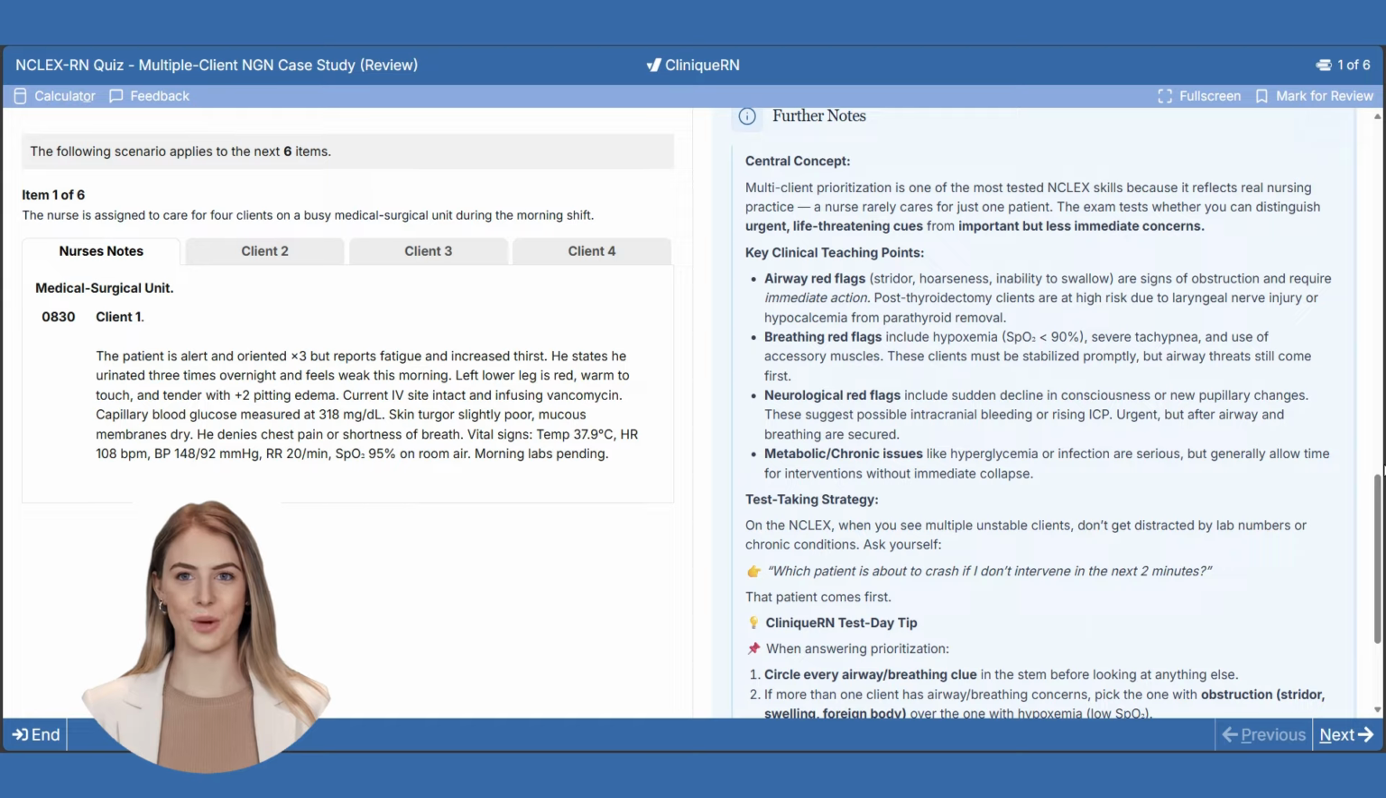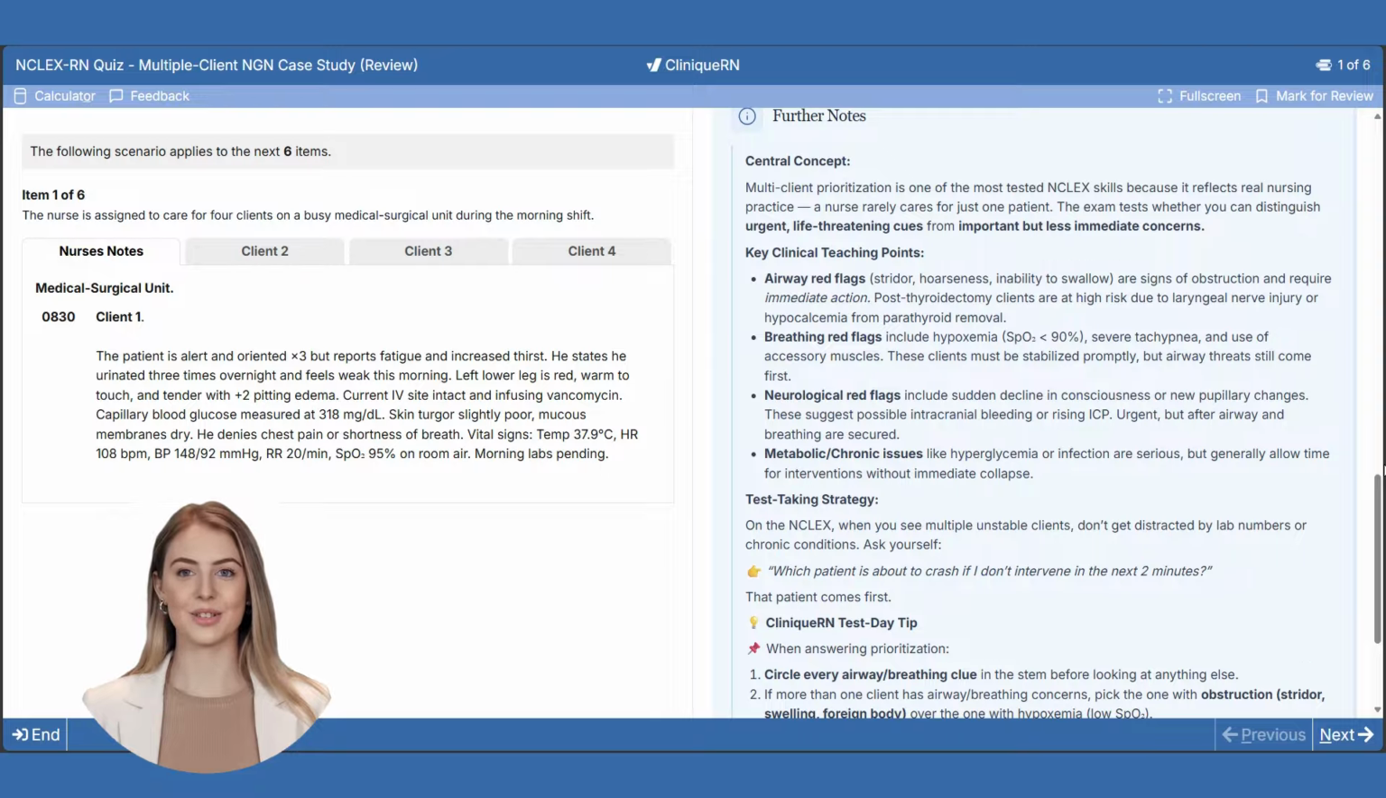Key clinical teaching points. Airway red flags, stridor, hoarseness, inability to swallow, are signs of obstruction and require immediate action. Post-thyroidectomy clients are at high risk due to laryngeal nerve injury or hypocalcemia from parathyroid removal. Breathing red flags include hypoxemia, 90% peripheral capillary oxygen saturation, severe tachypnea, and use of accessory muscles. These clients must be stabilized promptly, but airway threats still come first.